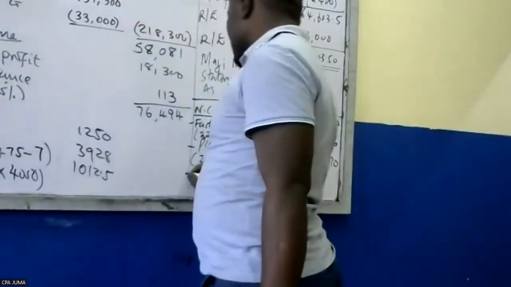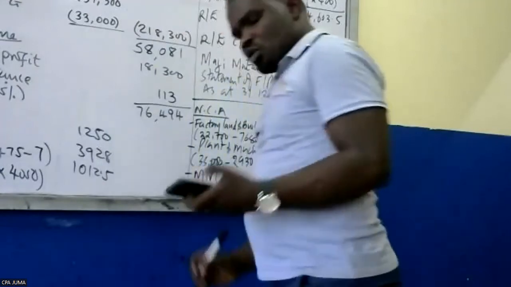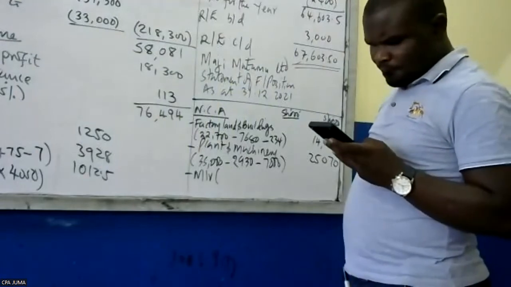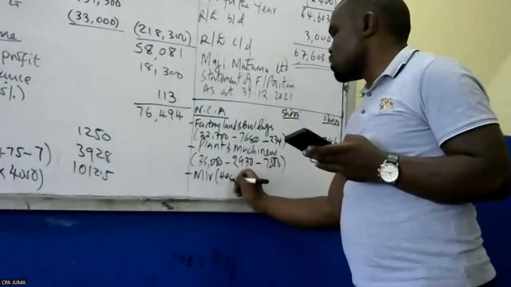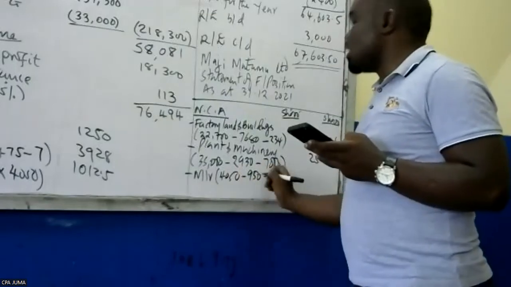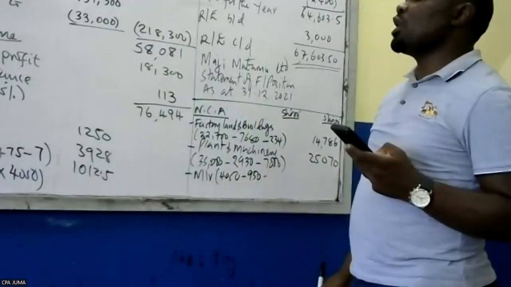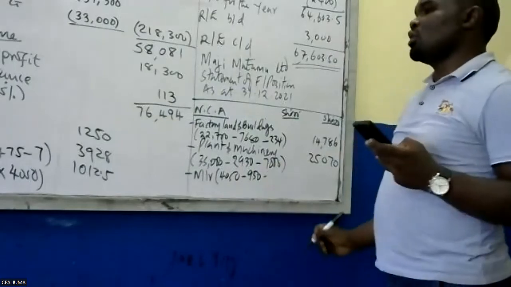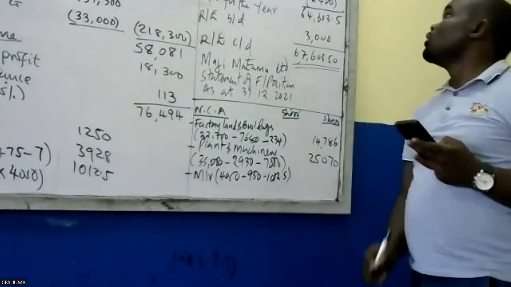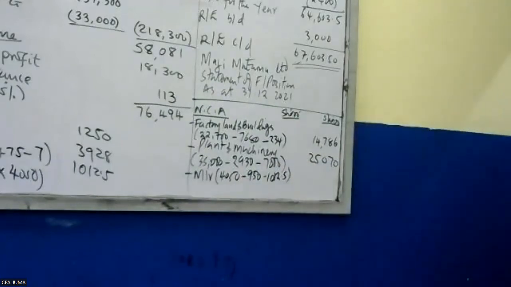Then we had motor vehicles. Motor vehicles cost 4050. Accumulated 950. This year, check P&L. Motor vehicle is in the P&L. 1012.5. Give us that value.